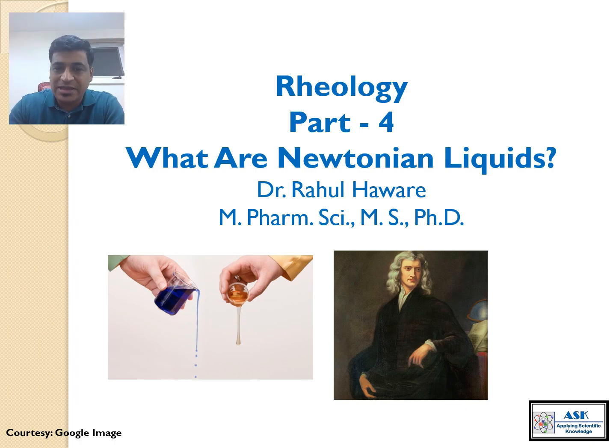So as you can see here, we do have a portrait of a famous English mathematician from 16th century, and his name is Sir Isaac Newton. And Sir Isaac Newton was the first person who found out that there is a certain relationship between shearing stress and shearing rate. And the liquids which follow that relationship are called as Newtonian liquids. So let's dig more into Newtonian liquids in the next couple of slides.